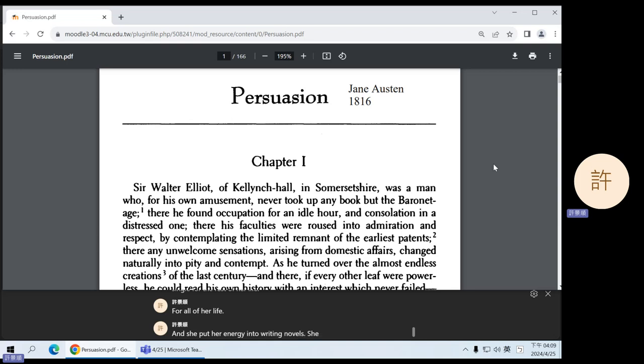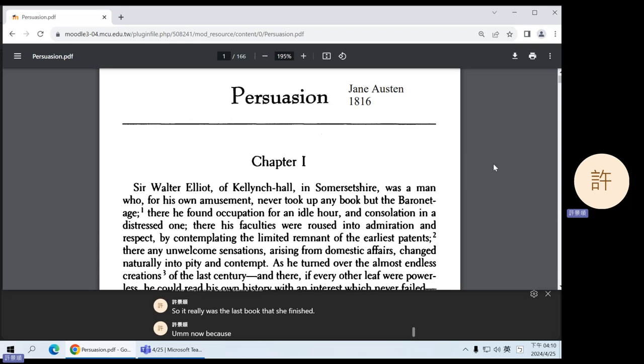She wrote, I believe, 6 novels. 2 of them were published after she died. And one of those novels is Persuasion. Persuasion is the last novel that she completed. First edition was 1816. I think she died in 1817, so the very next year. That's probably wrong. Persuasion came out after she died. So she finished it in 1814, 1815. She died, and then the book came out. So it really was the last book that she finished.